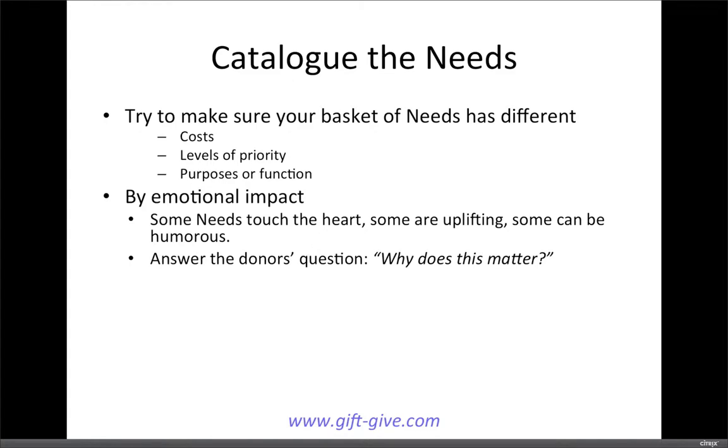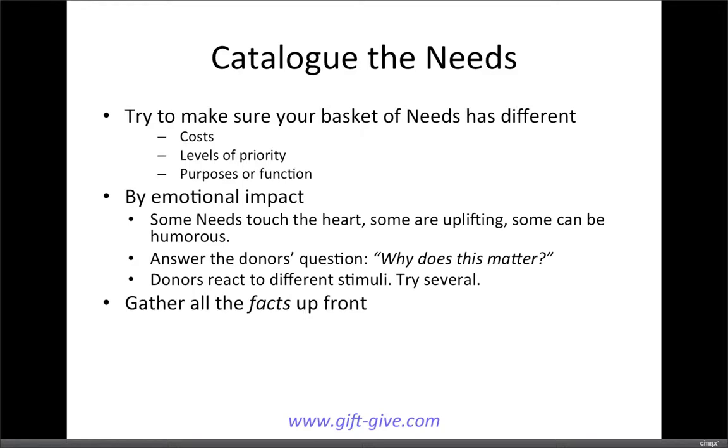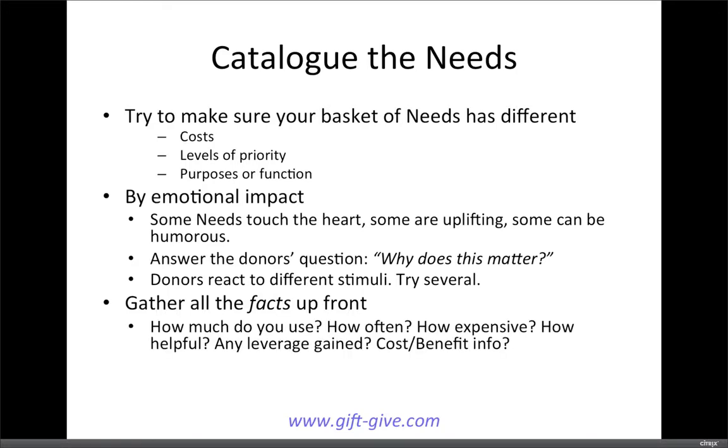Always be asking yourself this question: why does it matter to a donor? What's going to help the donor engage? Donors will react to different stimuli. You can't be sure what they're going to like and when, so try several different ones. And as you're categorizing your needs, gather all the facts about those needs up front. For example, how much do you use of a particular item? And how often do you have to restock? How expensive are these items? How helpful are they in the process? Is there any leverage that you're gaining by that?